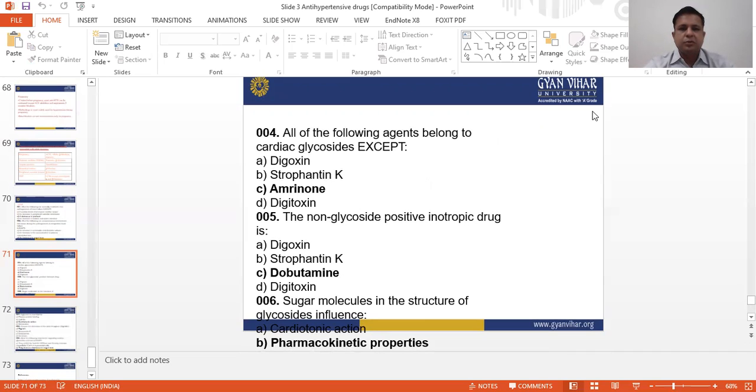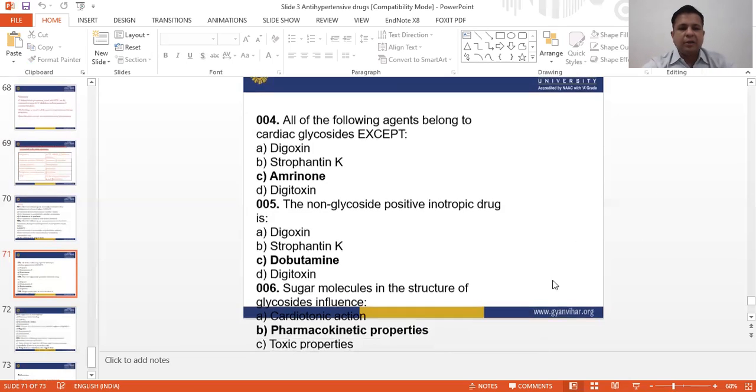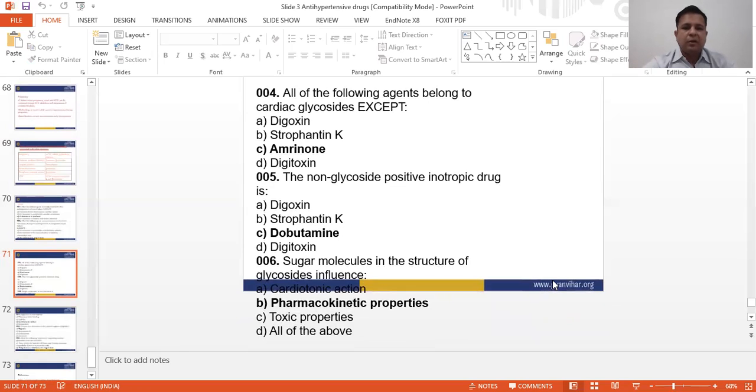Next question: sugar molecules in the structure of a glycoside influence: cardiotonic action, pharmacokinetic properties, toxic properties, and all of the above. The correct answer is B, pharmacokinetic properties.